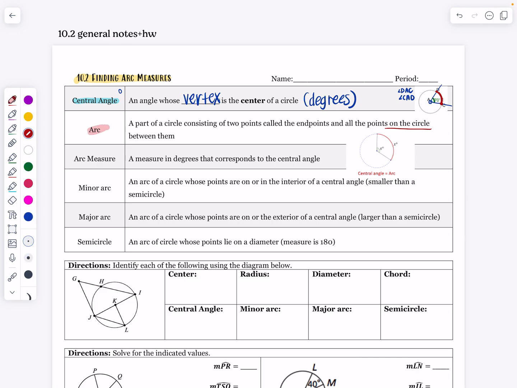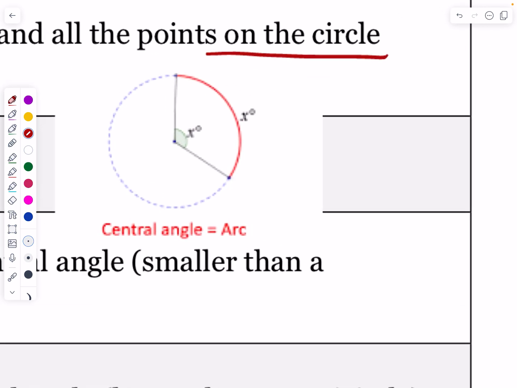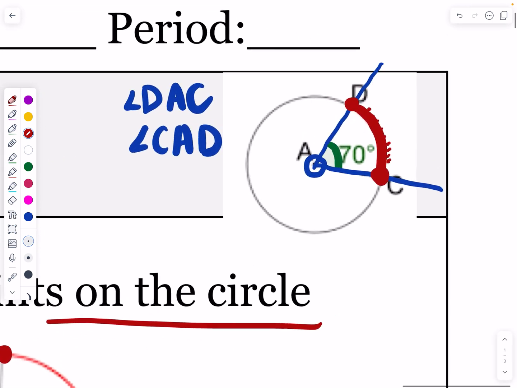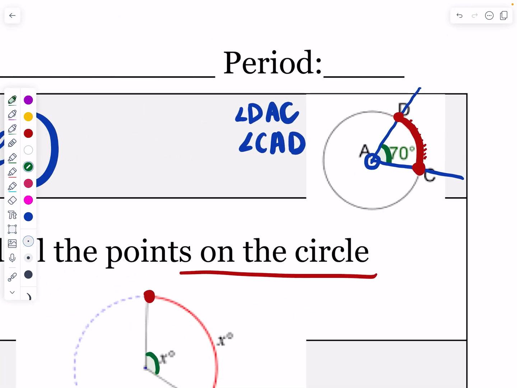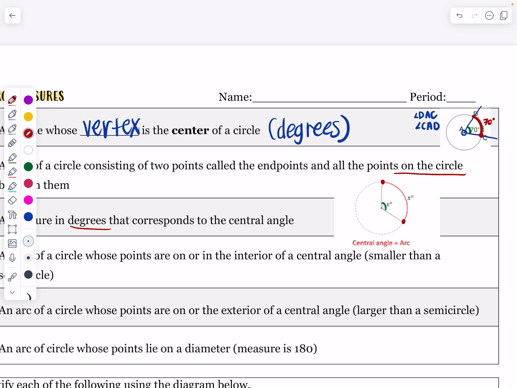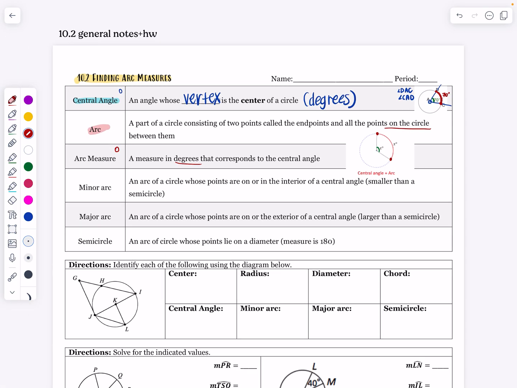So what is arc measure? Arcs are always measured in degrees as well, a measure in degrees that corresponds to the central angle. So whatever the central angle is, the arc is going to match that. This shows an X degree, and this also shows X degree for this arc here. In my example, if the green angle is 70, if that is the central angle, the measure of that arc would also be 70 degrees. That is 70 out of 360, the full amount, so that would be a 70-degree arc and a 70-degree central angle.